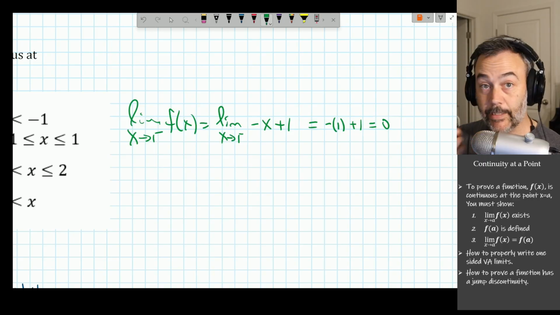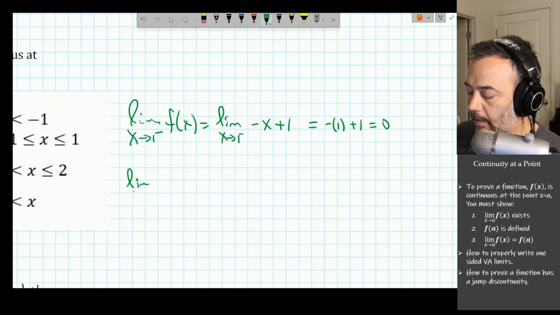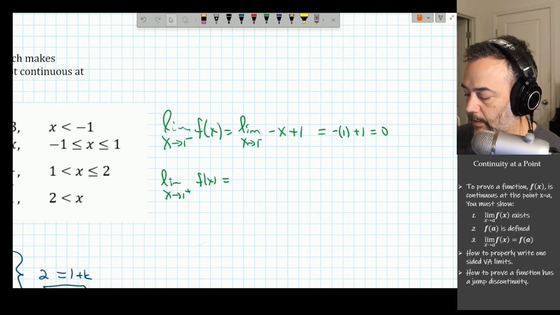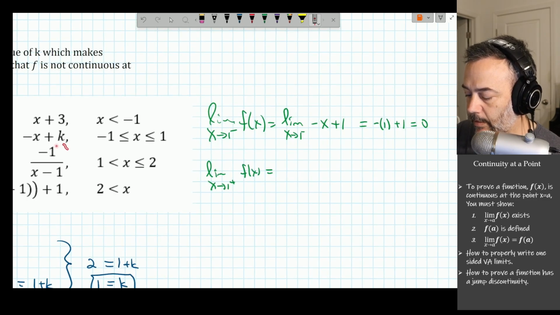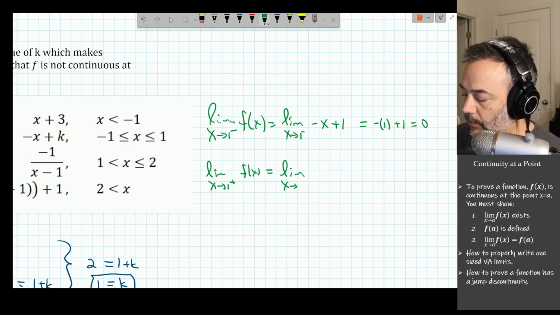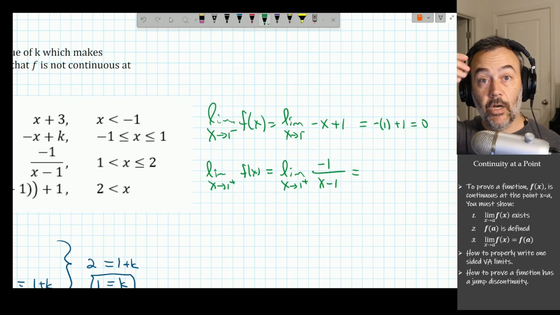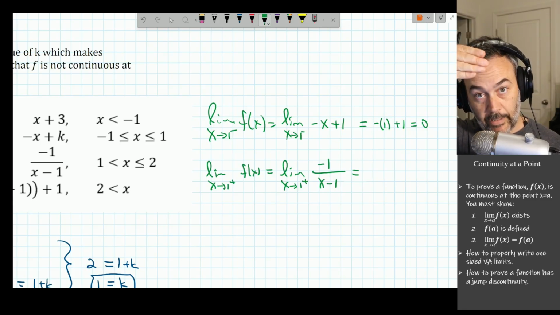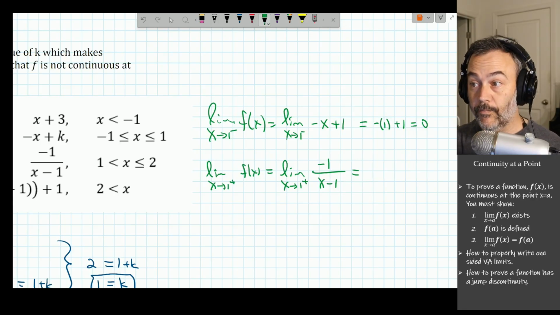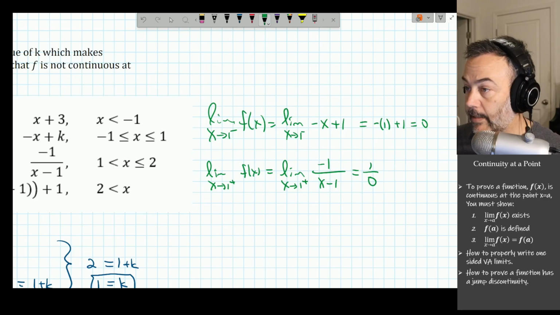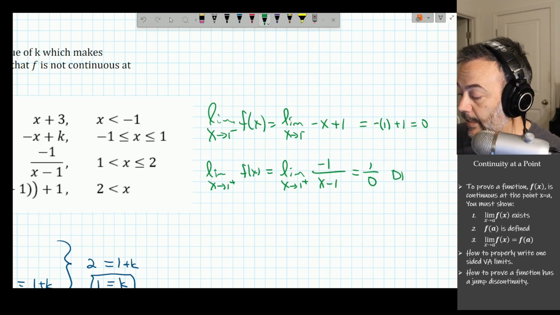Now we got to check and see what's happening with the right limit. What is the limit as x goes to 1 from the right of f of x? Okay, well, let's see. What is that piece? That piece is this rational function. So that would be the limit as x goes to 1 from the right of -1 over x minus 1. Now, I can already see that this is going to give me a finite number in the numerator, -1, over 0. Don't just write this, and don't just say DNE.